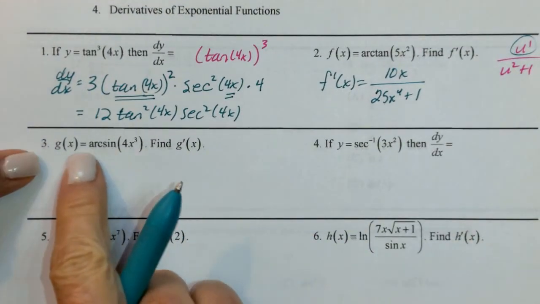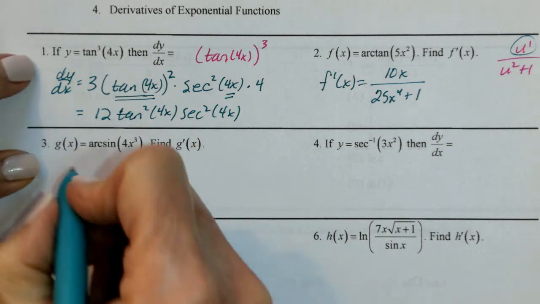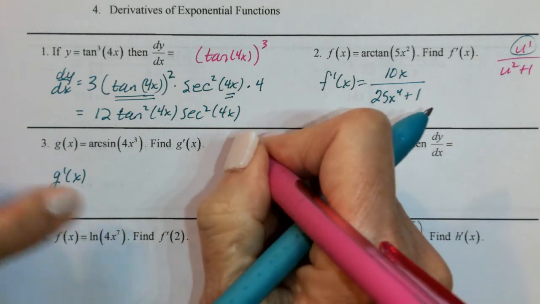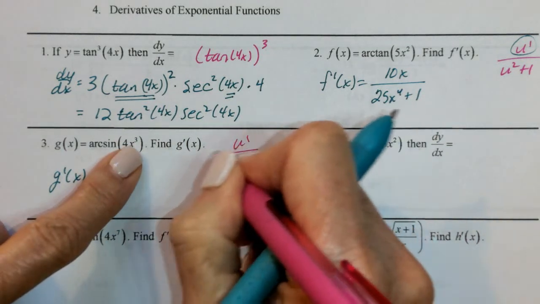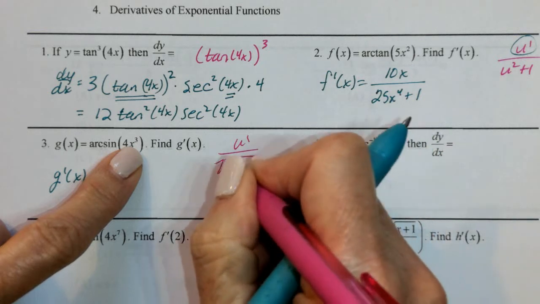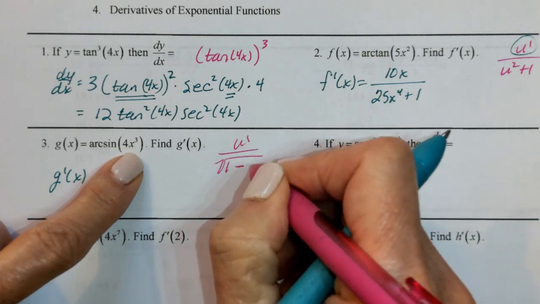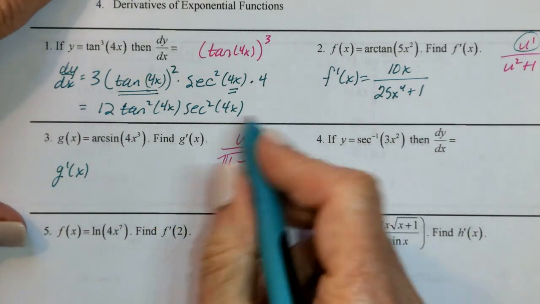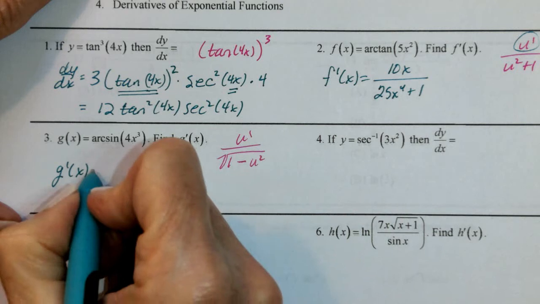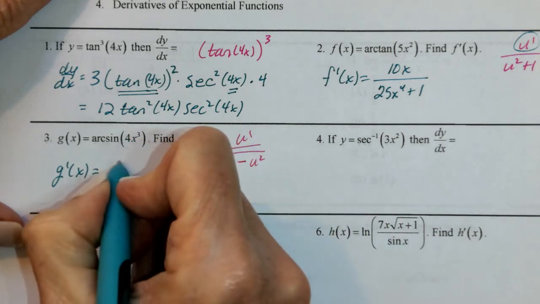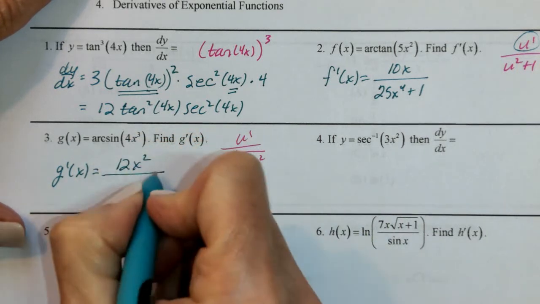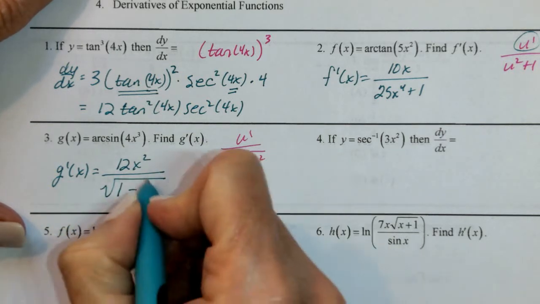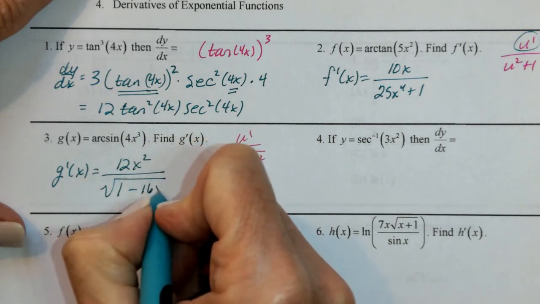Number 3, the derivative of arc sine. So for arc sine, the formula for that is we're going to use the chain rule, so we'll have a u prime up on top. On the bottom we have the square root of 1 minus u squared. So know that form for the derivative of arc sine. The derivative of our argument is 12x squared, and again, that just came from the chain rule. In the denominator, we have the square root of 1 minus the square of our argument, so 16x to the 6th.